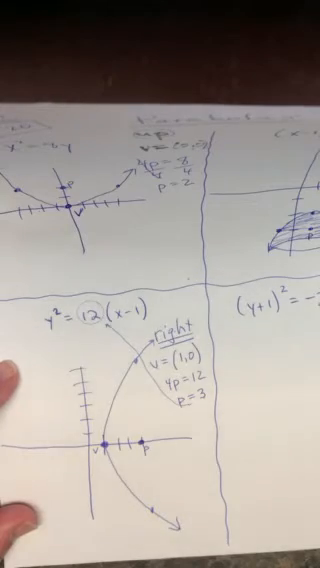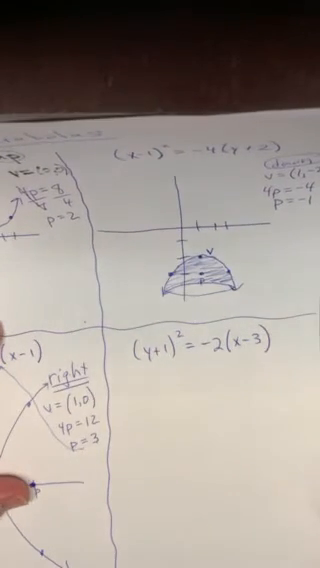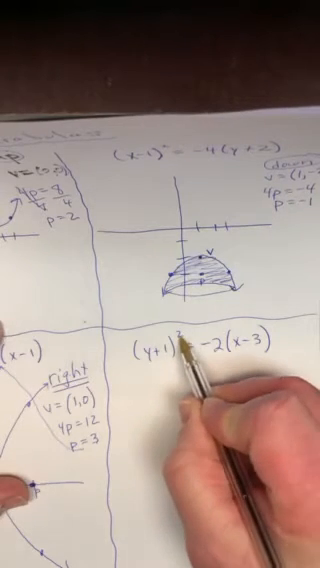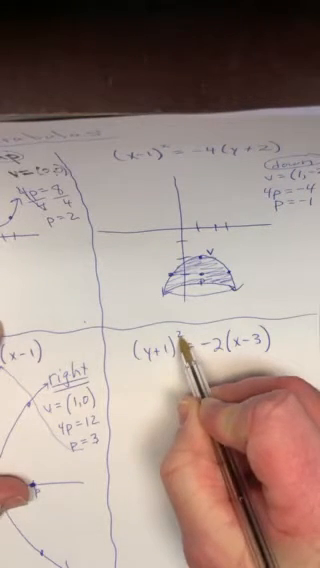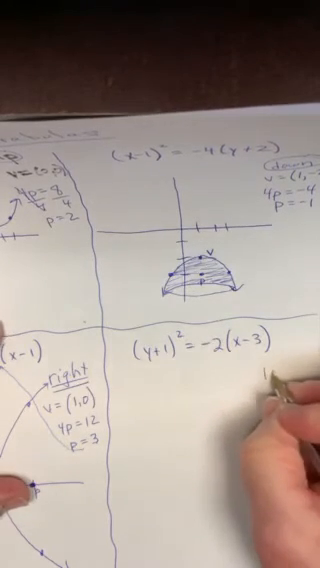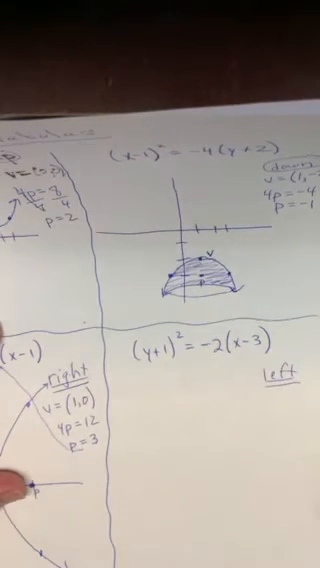Okay? And then the last one on the front of my paper, y plus 1 squared equals negative 2 times x minus 3. Okay, here we go. Here's your logical thought process. Watch how simple when you attack your assignment. My y is my letter that's squared, telling me it opens either right or left. Since it's a negative coefficient here, it's going to be to the left. So left is the direction of my parabola.